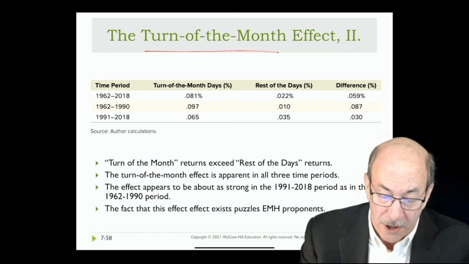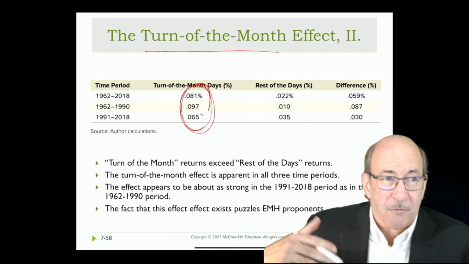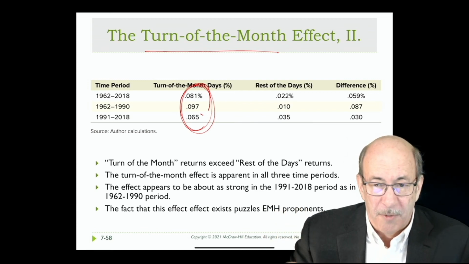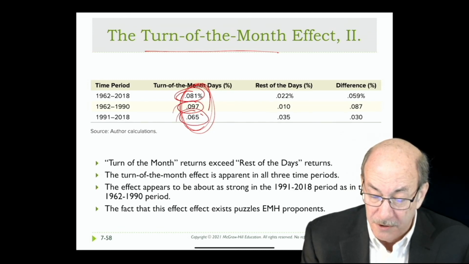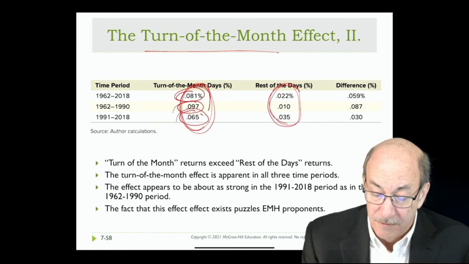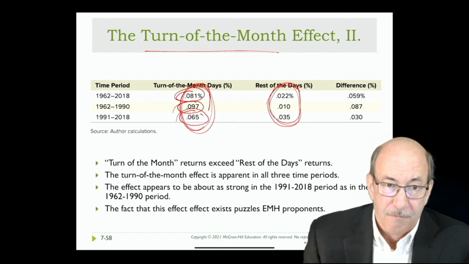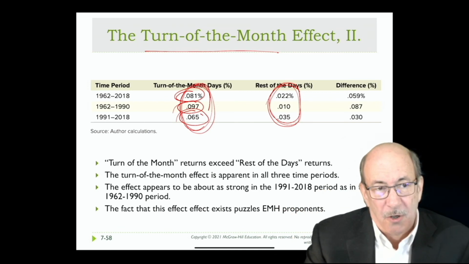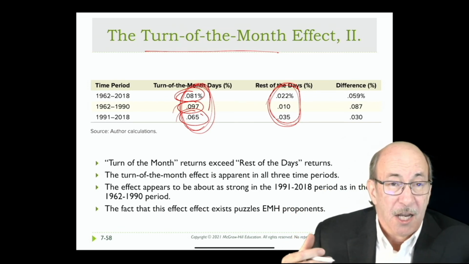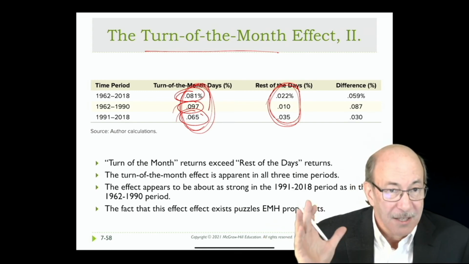But here, at the turn of the month, and that's a few days around the end of one month and the beginning of the next, we see returns on this order, and these are abnormal returns. And the rest of the days, much, much lower. And again, there are some explanations for why this might exist, so maybe it still goes on, and there really is no way to capitalize on it, but it's an anomaly.